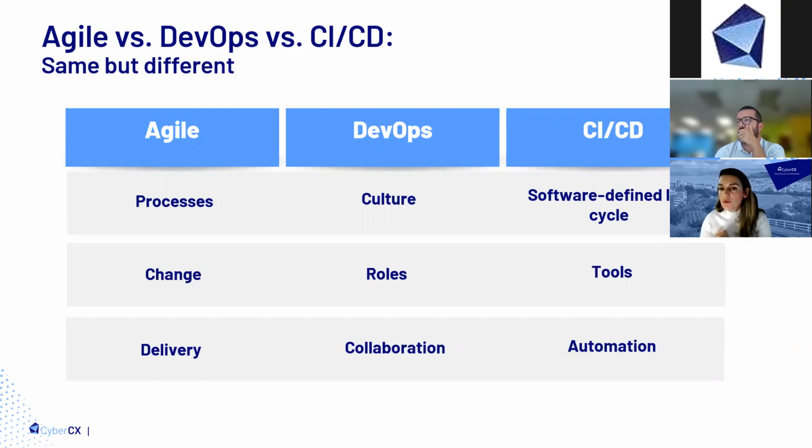So DevOps, as you probably know, is about getting the developers and operational teams working together. In general, DevOps focuses on a cultural change, on having those roles working together as part of the same team, and aims to increase collaboration.